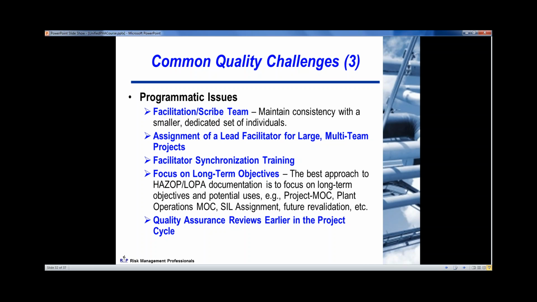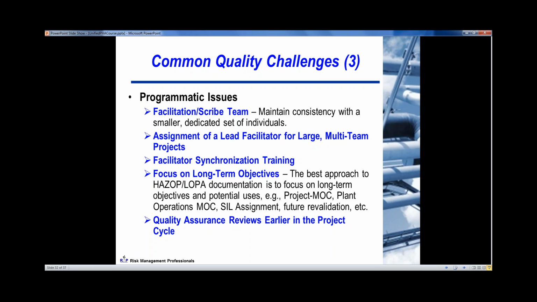Invariably, when you're only focusing on the issue of the day and you're not thinking about how your HAZOP or LOPA product can be used years down the road, you're not really going to be setting it up so it makes it easy for people to use, update, and save time later. So again, think outside the box a little bit. Think of how it's going to be used for MOC, SIL assignments, future revalidations, and you'll have a much, much better product.